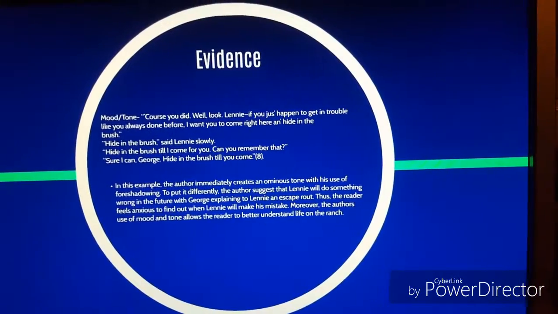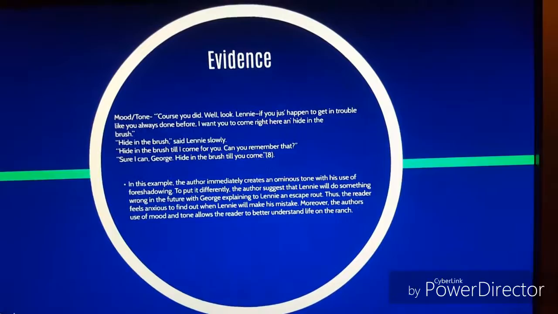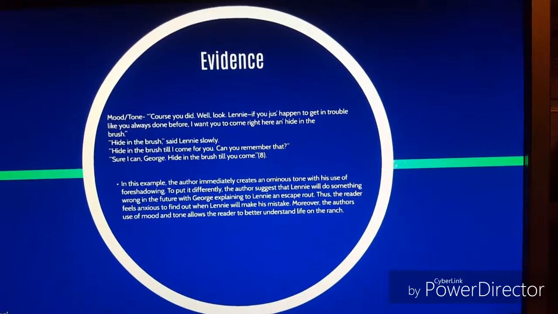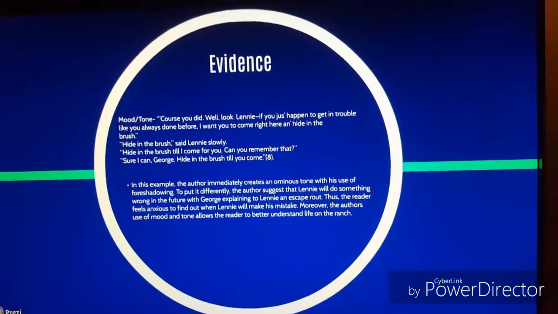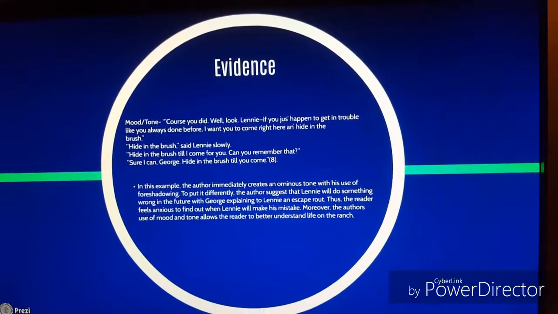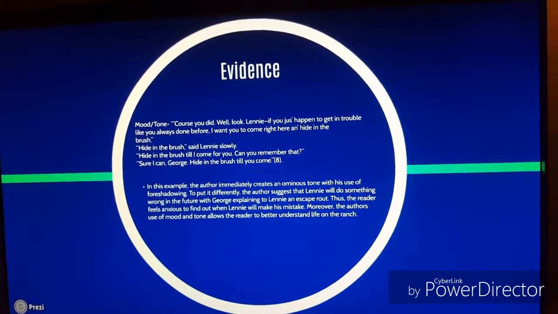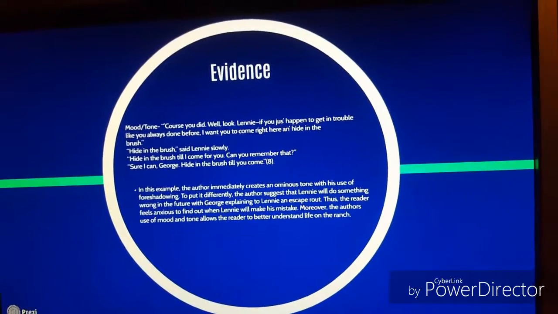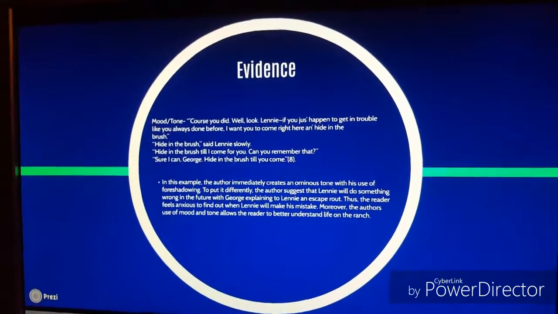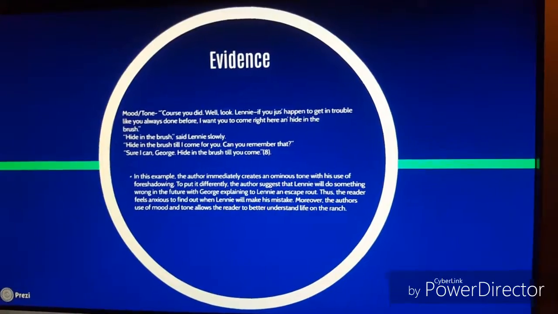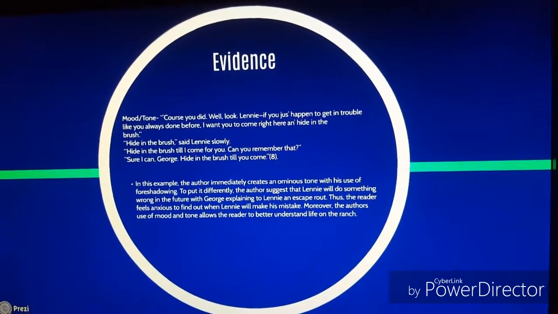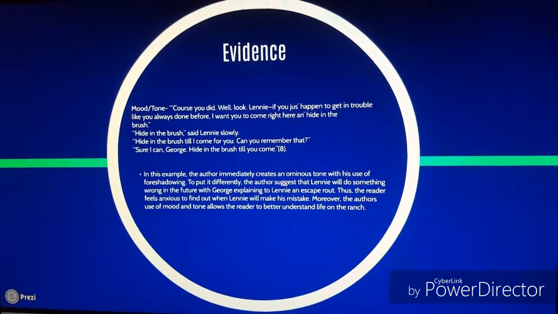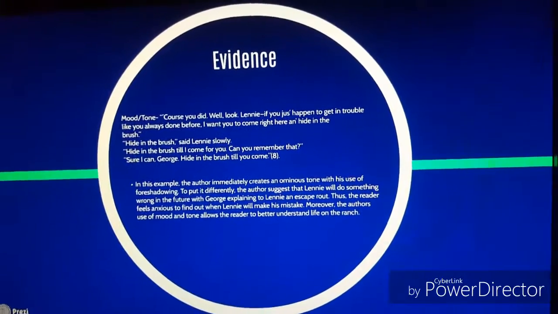Moreover, the author's use of mood and tone allows readers to understand the hard life on the ranch. In other words, Lenny is just treated like any other guy on the ranch, and George realizes he needs to give Lenny an option when he makes a mistake. And you can see as the reader how the mood and tone sets up the idea that Lenny is going to make a mistake in the future.